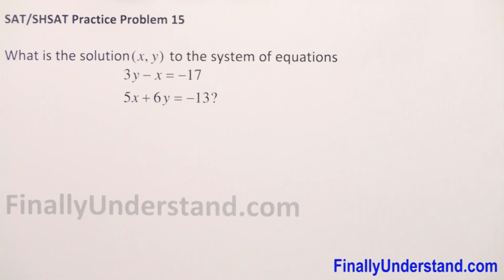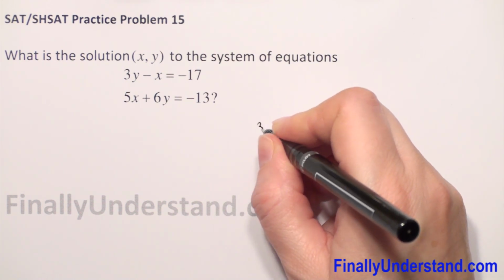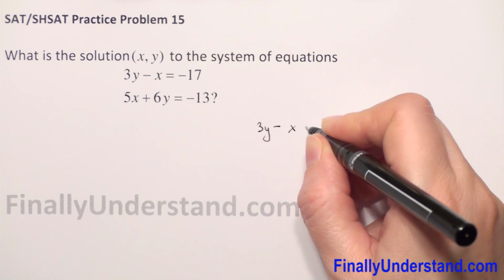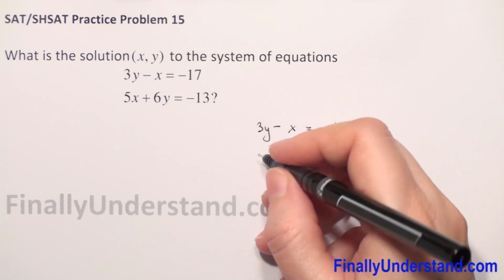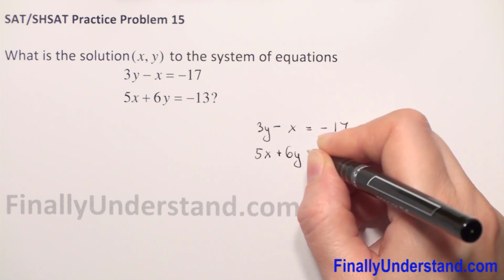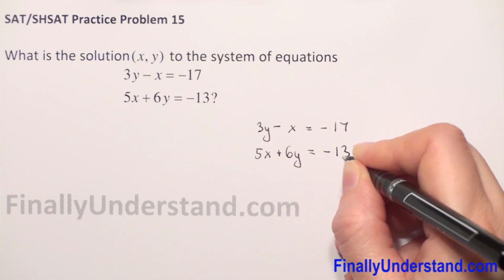What is the solution (x, y) to the system of equations? Let me copy one more time our equations. We have 3y minus x is equal to negative 17 and 5x plus 6y is equal to negative 13.